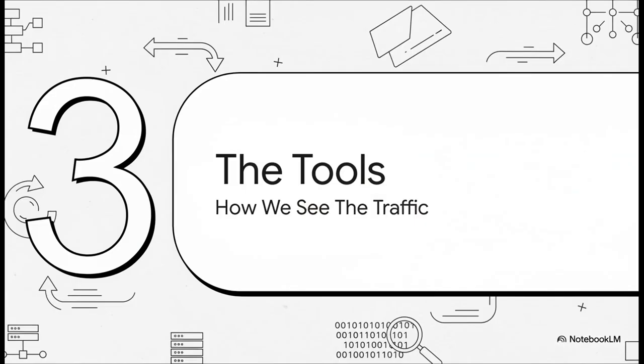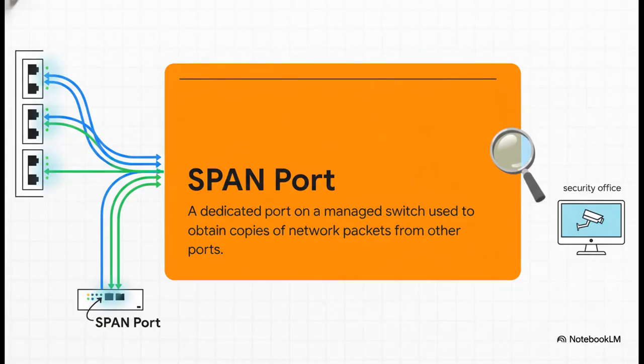All right, we know where to put our sensor and we've picked out its brain. But how do we actually get the network data to the sensor? To actually get a copy of that traffic, we've got 2 main tools in our toolbox. First up, we have what's called a span port. The fancy name is Switched Port Analyzer.